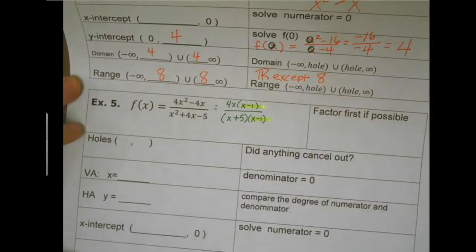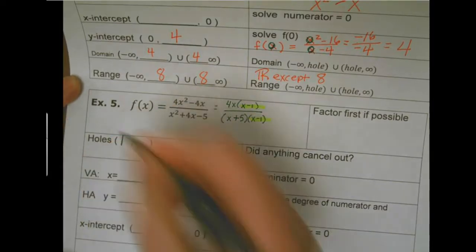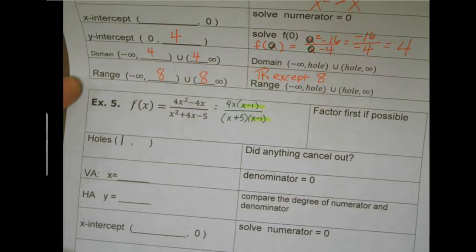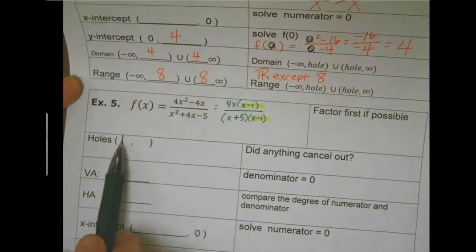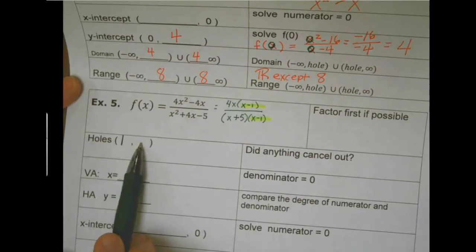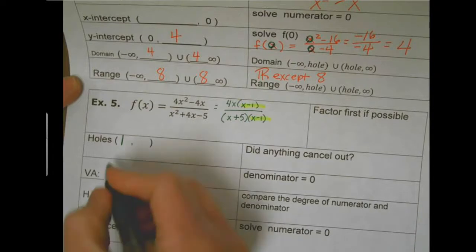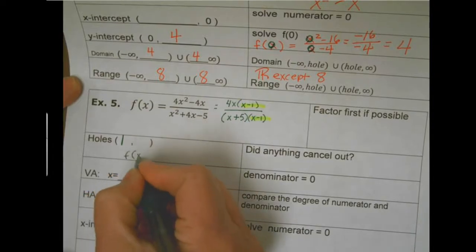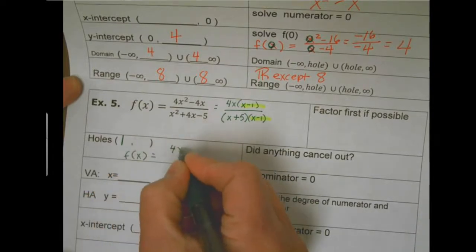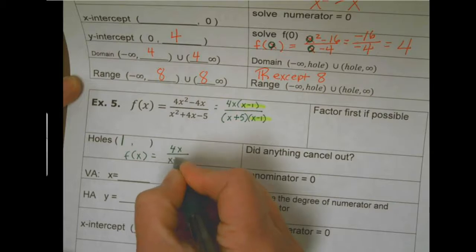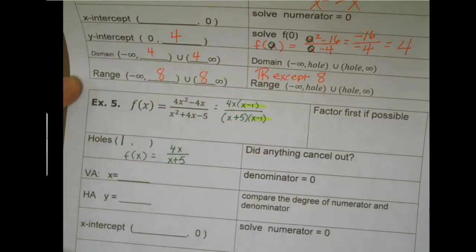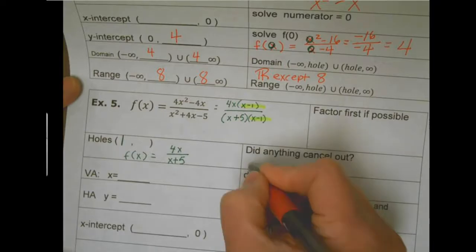In problem number 5, we had a part that canceled out. The part that canceled out made a hole. If it's a hole, it's got an x value and a y value. So to find the y value, you look at what's left after you canceled out the hole.